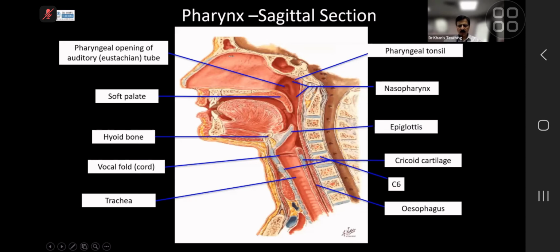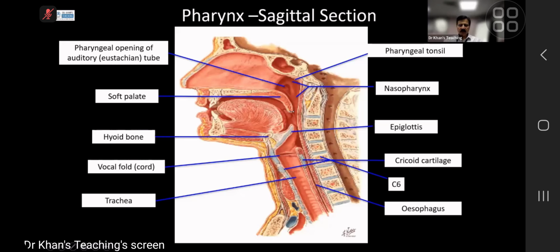First of all, please remember the nasal cavity is sitting here. So this is the palate. There is a hard palate and a soft palate. Now, if you draw an imaginary line from here, perpendicular to the spine, superior to that will be the nasopharynx. And here there is the opening of the eustachian tube.